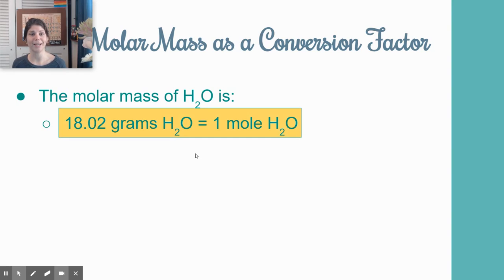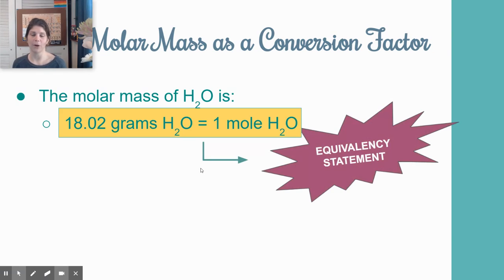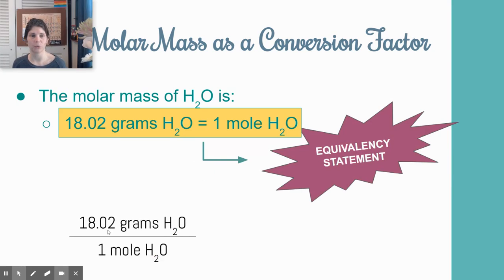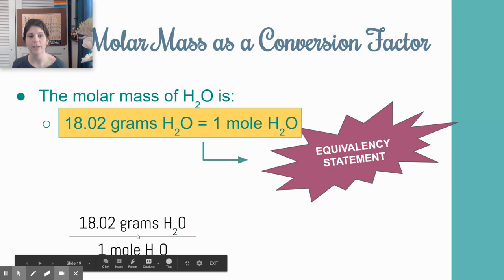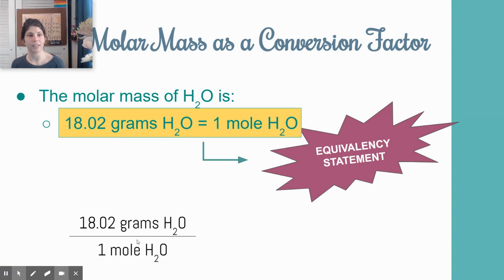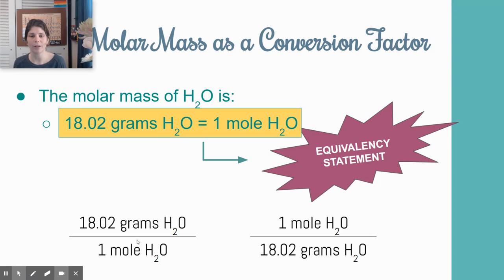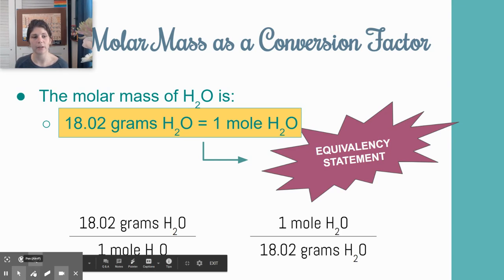I believe I'm highlighting it to point to the fact that it is an equivalency statement that we can write conversion factors from. And one of those conversion factors would say 18 grams of water is in 1 mole of water. What's the other equivalency statement that we could write? We could flip it upside down and say 1 mole of water is equal to 18 grams of water. Because remember, 1 mole is equal to 18 grams.